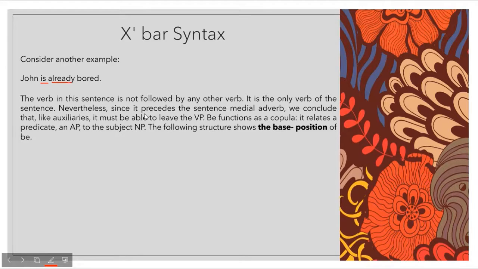Nevertheless, since it precedes the sentence medial adverb, we conclude that, like auxiliaries, it must be able to leave the VP. Be functions as a copula. It relates a predicate, an AP, to the subject NP. The following structure shows the base position of be. Okay, I hope it doesn't need any explanation.